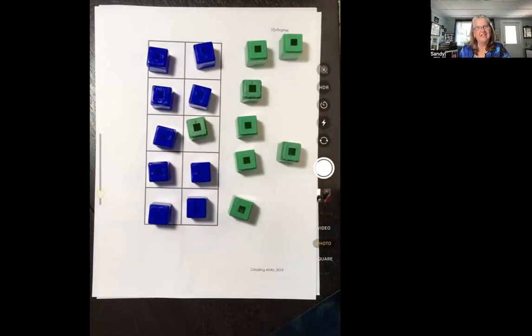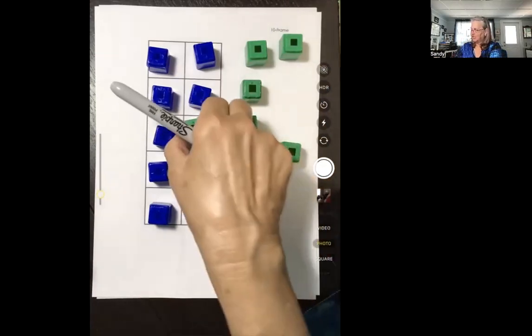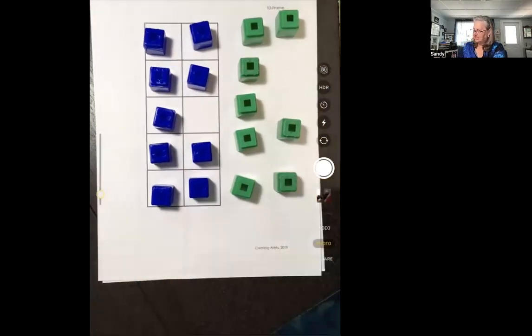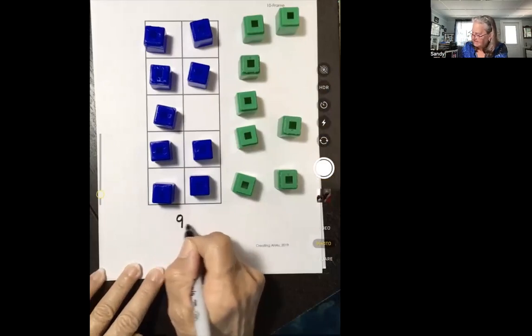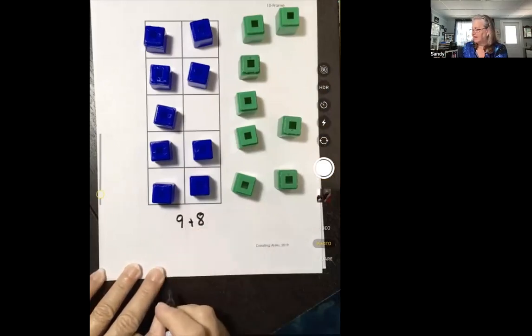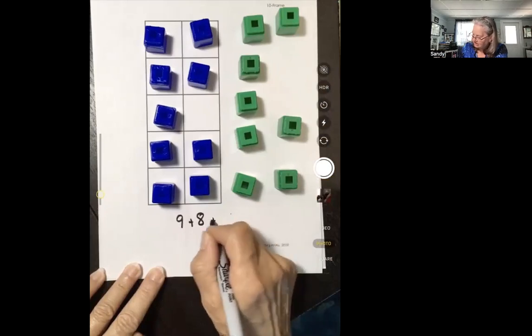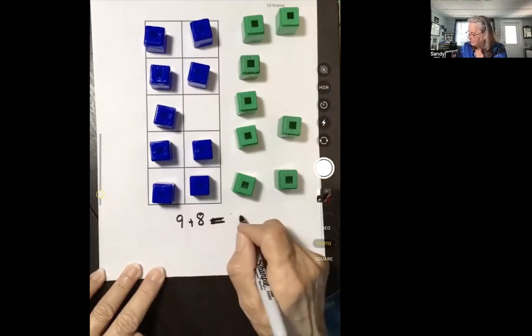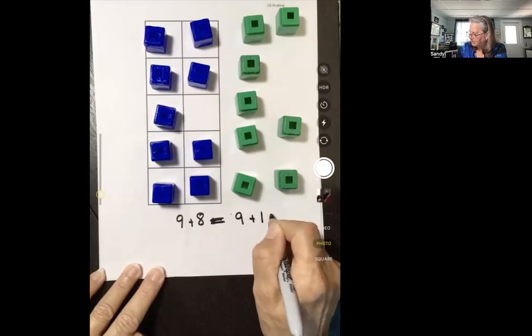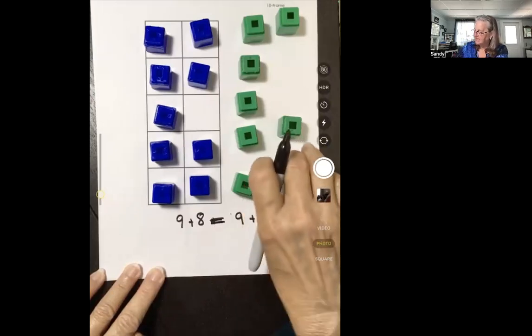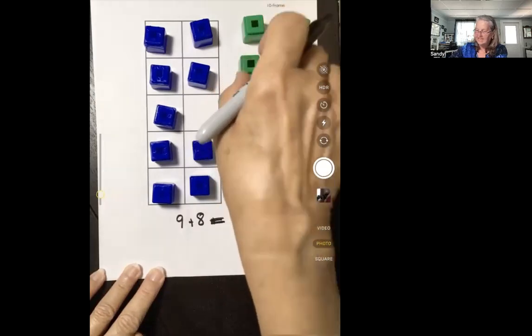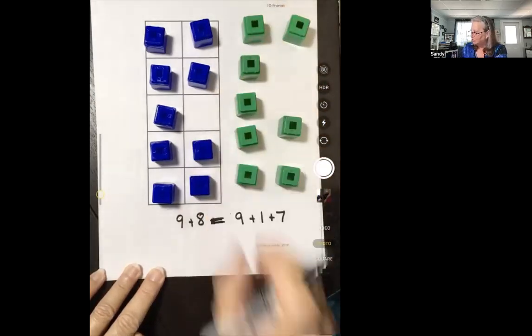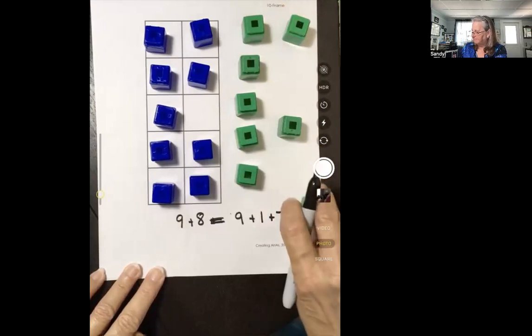Now you may think, why am I spending time with that? My child knows 9 and 8. They've known it since first grade. They know it's 17. Why are you spending any time with this in grades 1 and 2? Well, because what we're doing is we're thinking of that 8 as 1 and 7. So, sorry, that's an equals. I'm thinking of the 8 as 1 put together with 7, right? And it doesn't matter which one I take. I can take any of them. But I'm thinking of as 1 put together with 7.